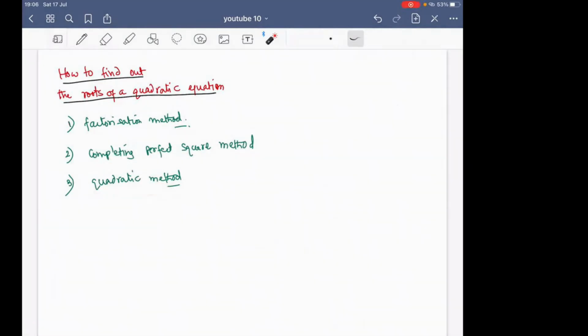Based on this method, we are going to do lots and lots of questions based on previous years' questions. So let me start with the factorization method. Let me start here on the right hand side of my board. So how do we do the factorization method? We have already done one example in the beginning when we tried to find the roots of a particular quadratic equation. Let me give another example. We have 2x squared minus 5x plus 4 is equal to 0.